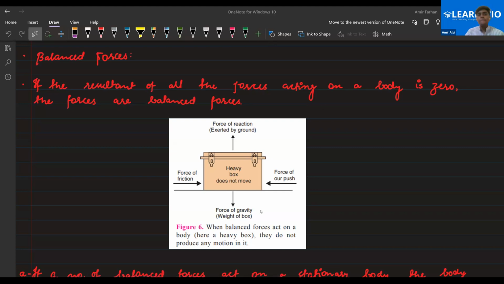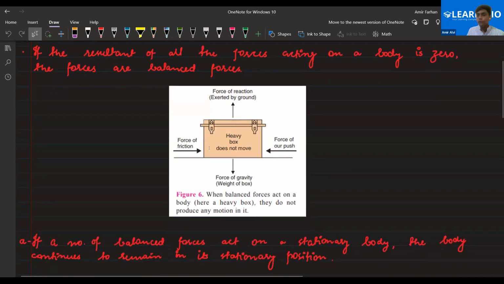Okay. As you can see on the screen, there is an example. A heavy box is lying on the floor. We are exerting some force on the left side, but the box is not moving. It means that the force of friction is cancelling the force of push. Clear? That's why it is not moving at all. Next, the force of gravity is applied downwards, because weight is a force, so it acts downwards towards the surface. That is the property of gravity, right, everyone?